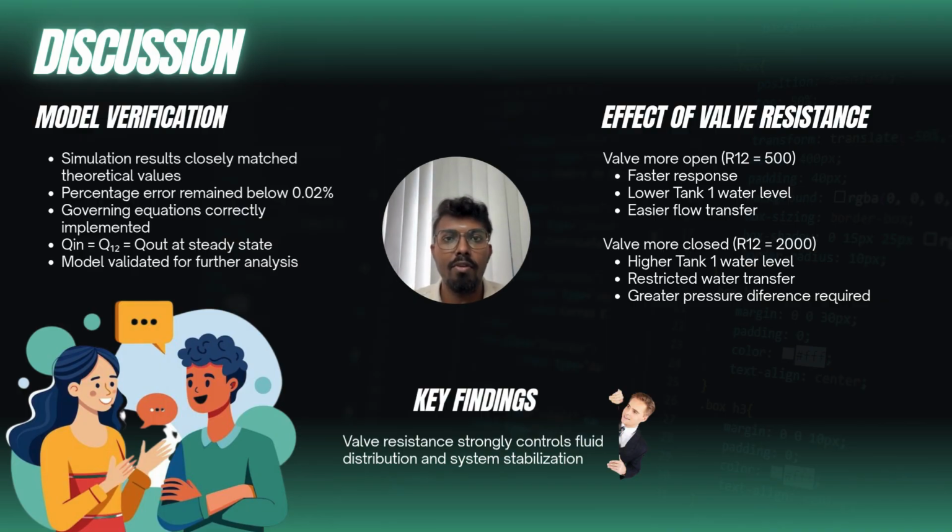Next is the effect of valve resistance. For the valve more open condition where R12 equals 500, water transferred more easily between the tanks. As a result, tank 1 reached a lower water level and the system stabilized faster. However, when the valve became more closed with R12 equal to 2000, water transfer became restricted and more water accumulated in tank 1, producing a higher final water level. This shows the valve resistance plays an important role in controlling fluid distribution and the response characteristics of the system.